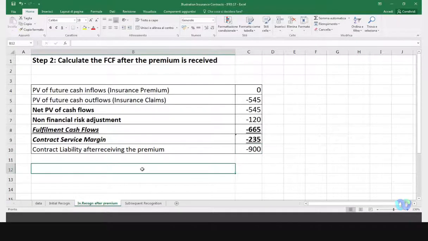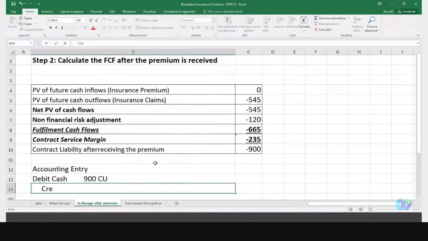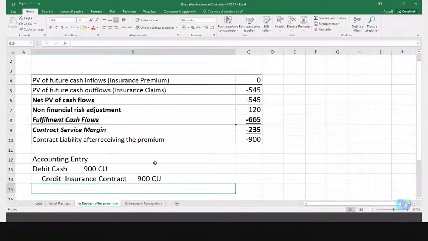The accounting entry in this moment: debit, cash account with 900 cash units. And credit, which account? Insurance contract, again with 900 cash units. Again, this is the accounting entry that we do when we receive the premium. We debit the cash account because we receive some money, and we credit the contract liability.